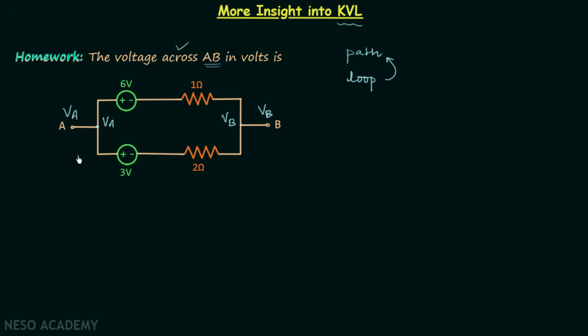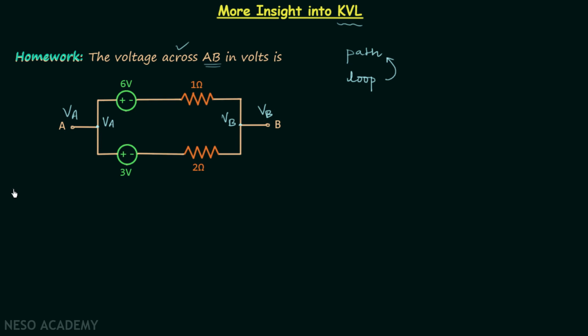Now what if the starting and ending nodes are different? For example, we apply KVL starting from this node, but we end at this node. So here the two nodes are different. So we will say we applied KVL in a path in which the starting and ending nodes are not the same.